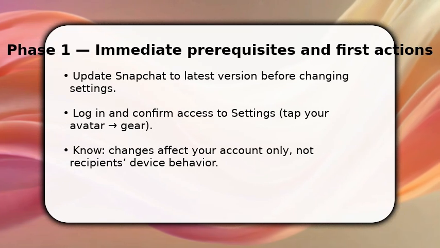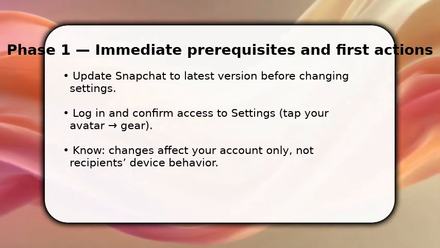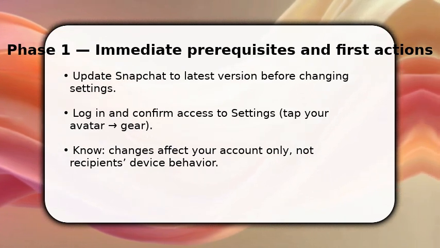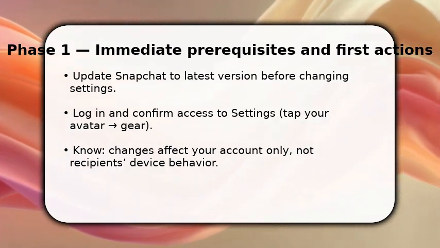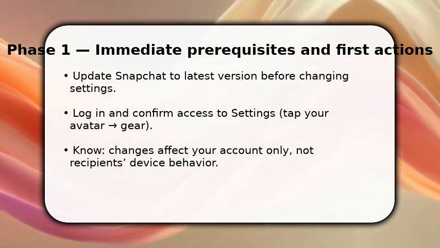You start by opening Snapchat and making sure the app is updated. This prevents hidden new toggles. Once done, tap your profile avatar, then the gear icon to reach settings. Make sure you're logged into the account you want to change, since settings are per account.